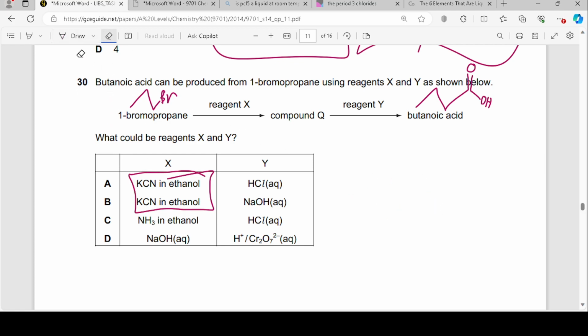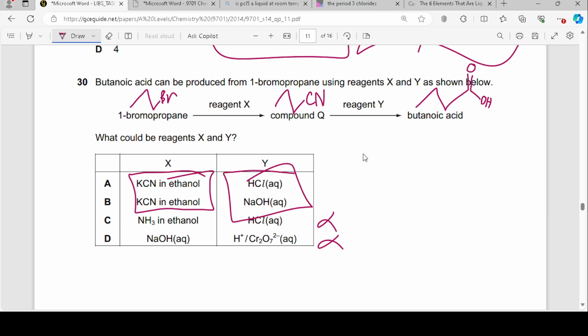And therefore, firstly, I should cancel out C and D because those are definitely wrong, as I need a cyanide to be added, okay? So it's either going to be A or B. The second thing is that after reagent X being KCN and ethanol, I get this compound as my compound Q, right? But then I need butanoic acid from that. So how do I get butanoic acid?